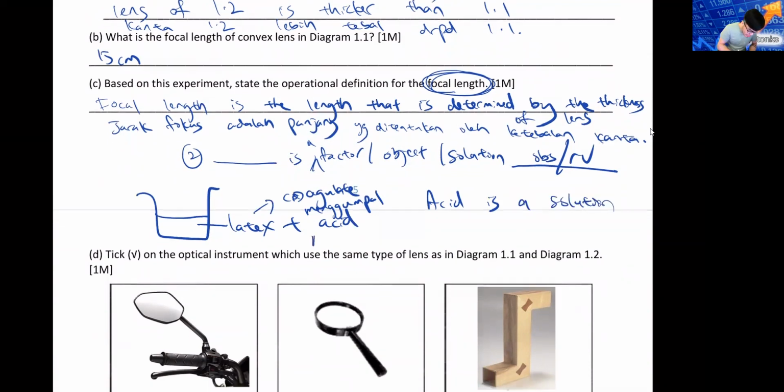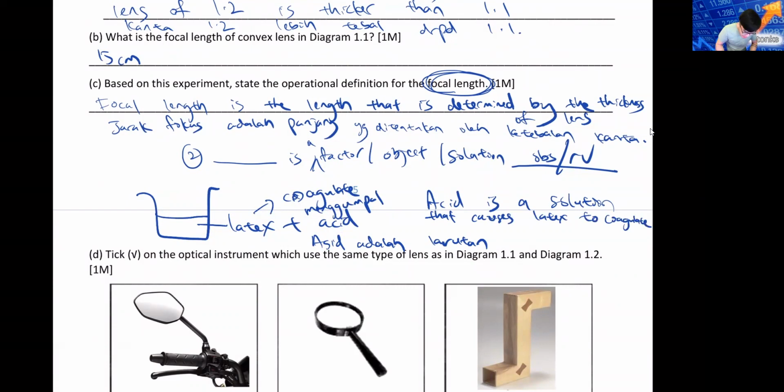Okay, acid is a solution. Asid adalah larutan. What solution is it? What do you see here? What's your observation? You can see that when you add acid, this latex coagulates, right? So you just write what you see. So acid is a solution that causes latex to coagulate.